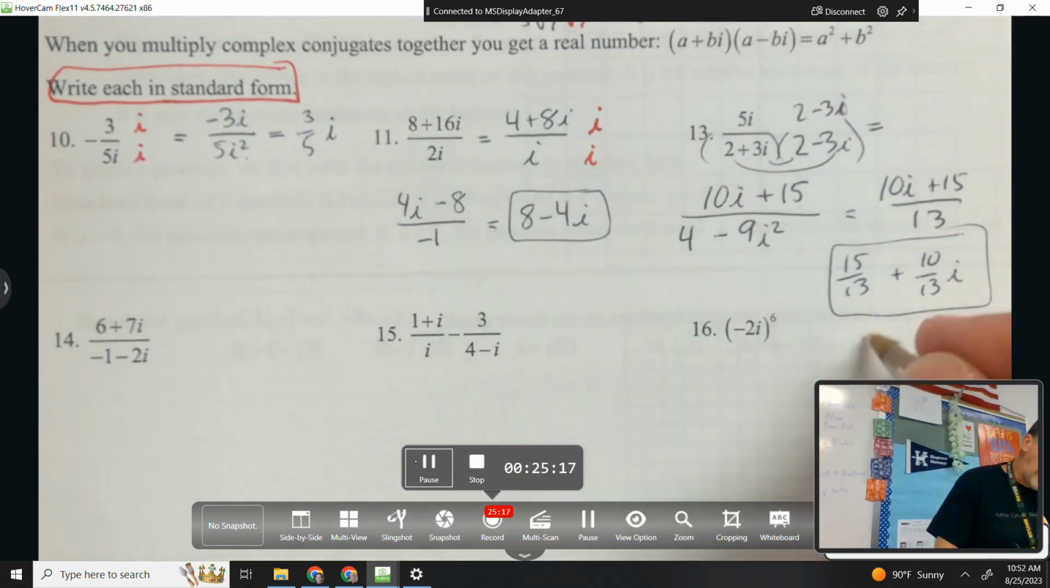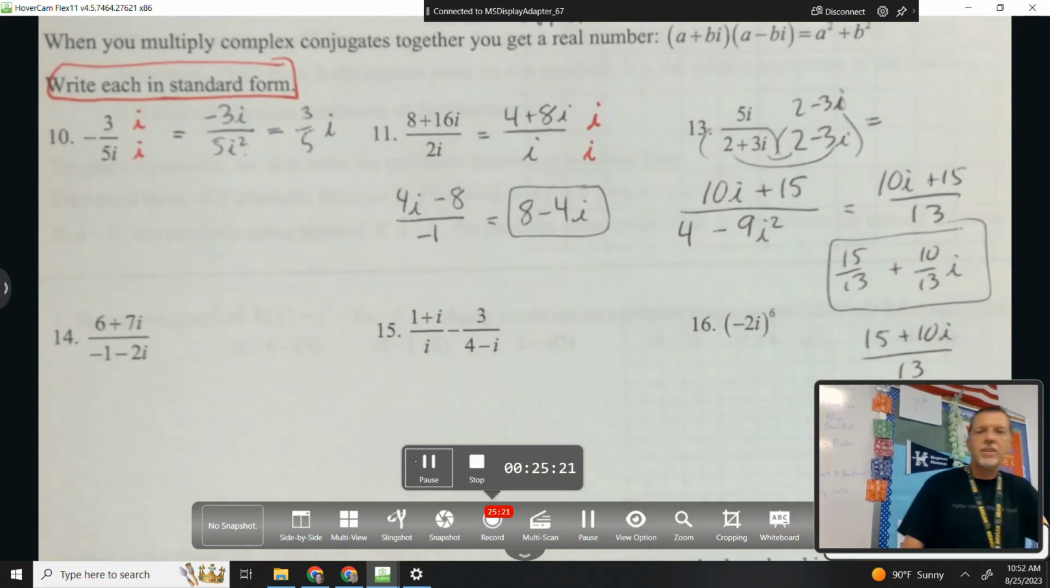Okay. Now, I get it. This is completely the same thing, right? 15 plus 10i over 13. Like, why is that not okay?